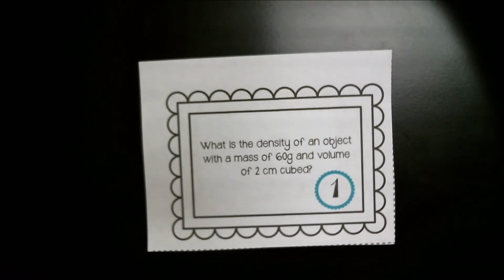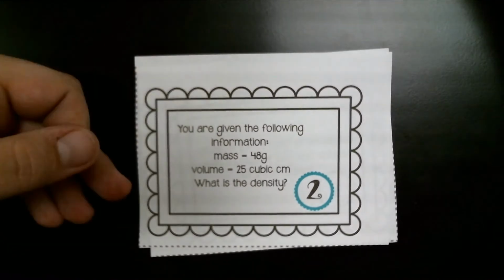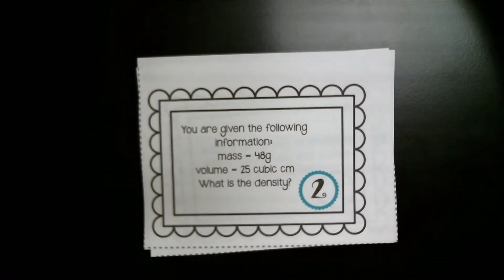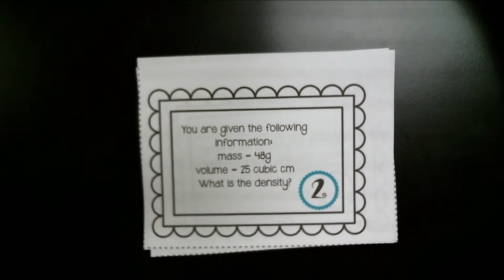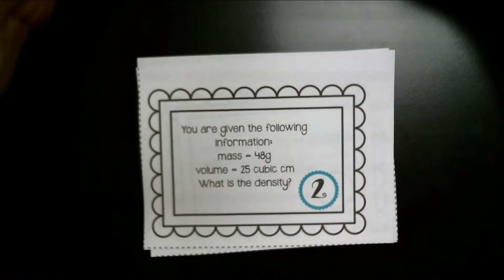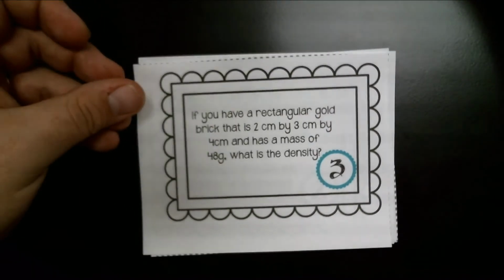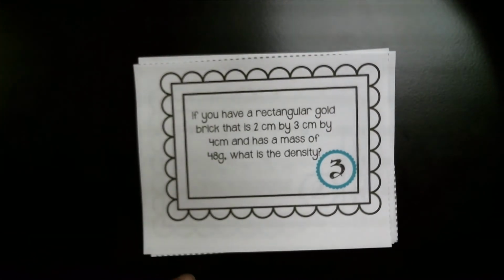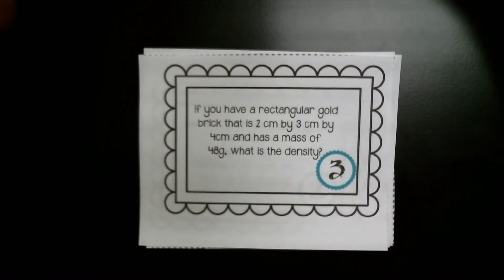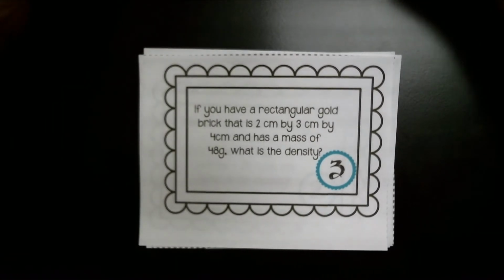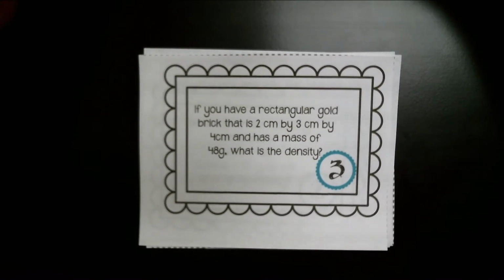Task card number 2. You are given the following information. Mass equals 48 grams. Volume equals 25 cubic centimeters. What is the density? Number 3. You have a rectangular gold brick that is 2 by 3 by 4 and has a mass of 48 grams. What is its density? Don't forget, this is a 2-part question. You must answer the first part in order to answer the actual true question, which is part 2.